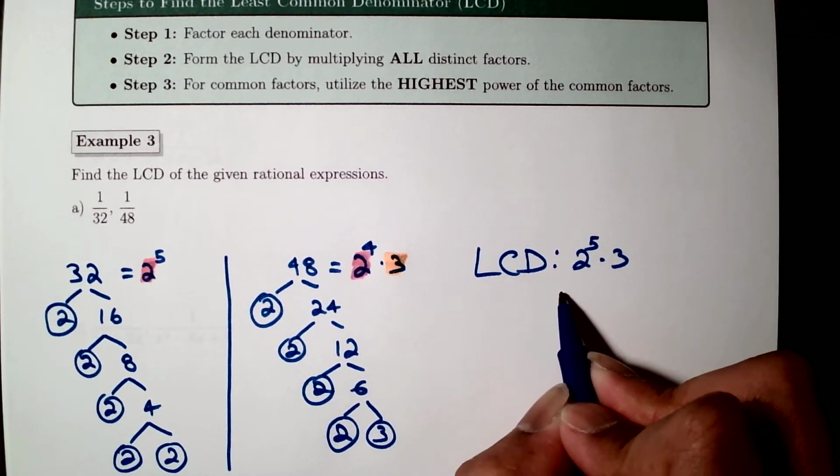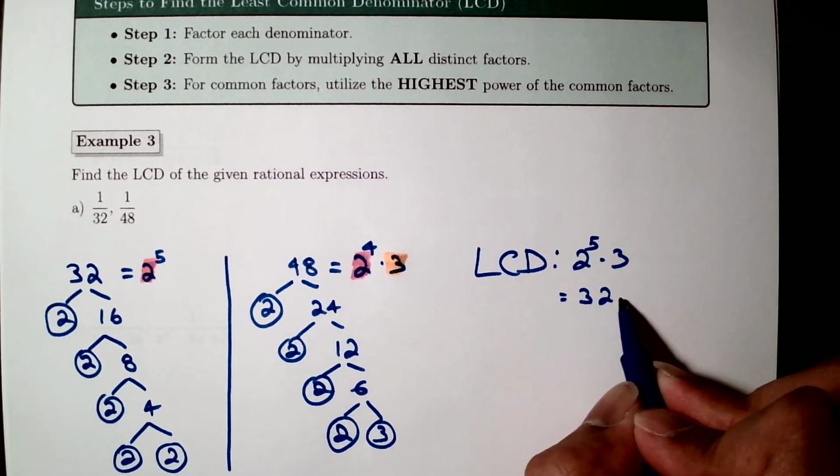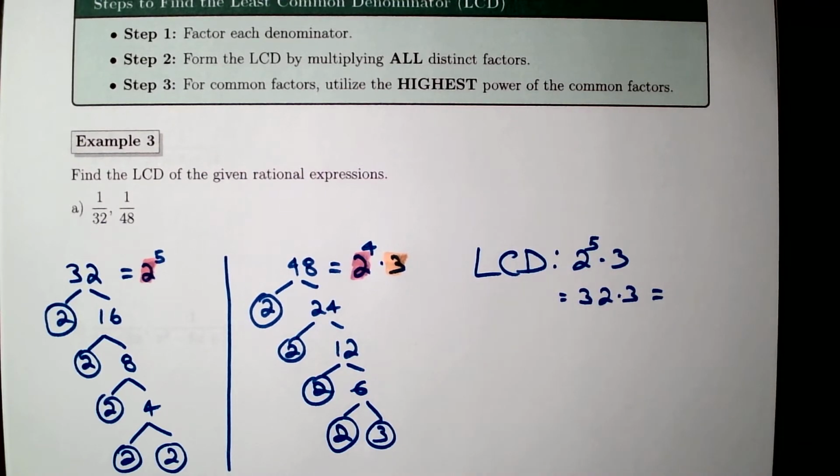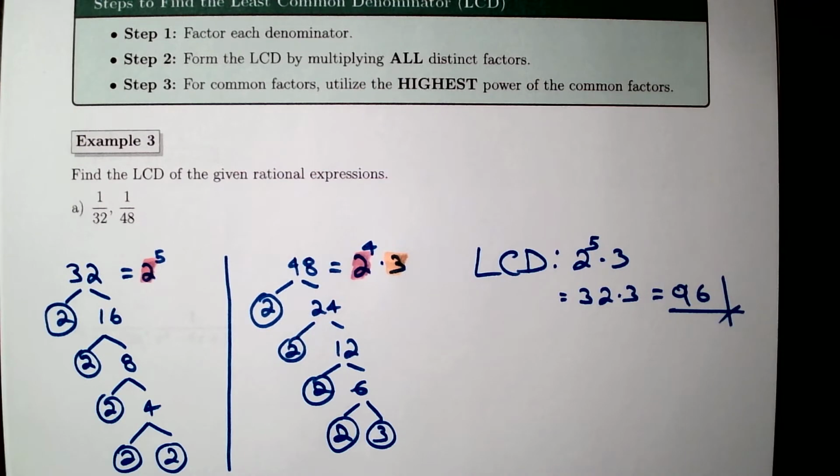We need to simplify this. This is 2 to the 5th power, that's 32, times 3, and that equals 96. So 96 is the least common denominator.